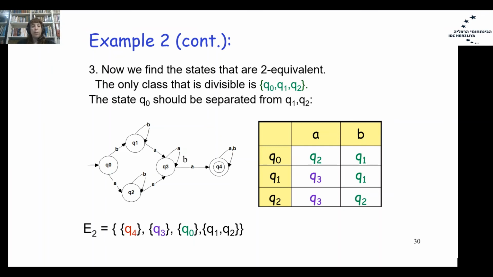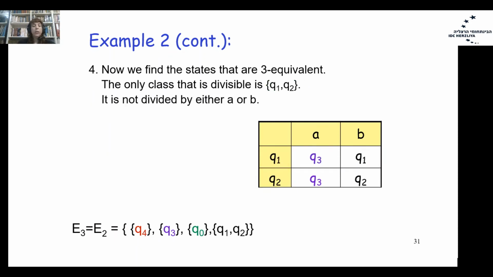Q0 on A stays in Q2. Q0 on B stays in the same equivalence class, Q1. Q1 and Q2 on A move to Q3, a different class. Therefore, Q1 and Q2 behave the same, and Q0 behaves differently. Therefore, in E2, Q0 will be a separate class. So we still have Q1 and Q2 together. Maybe we can also separate them.